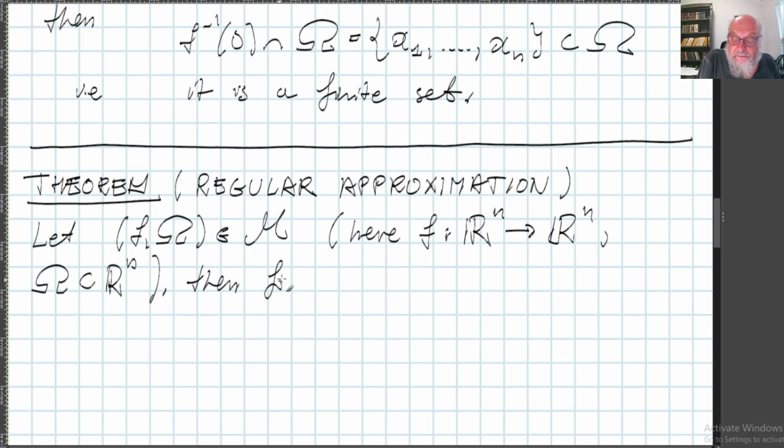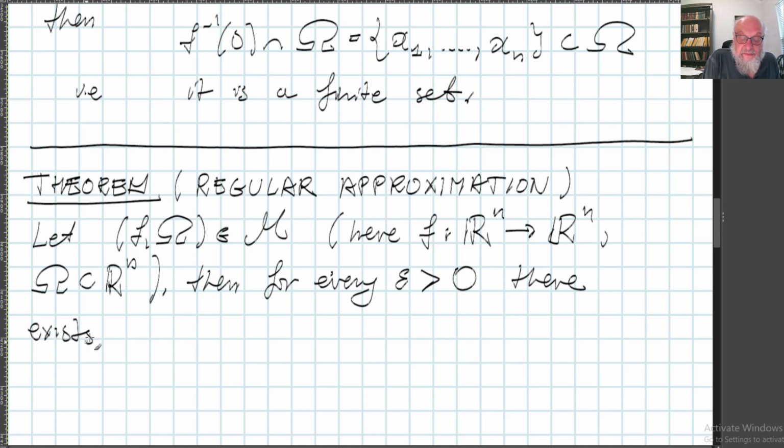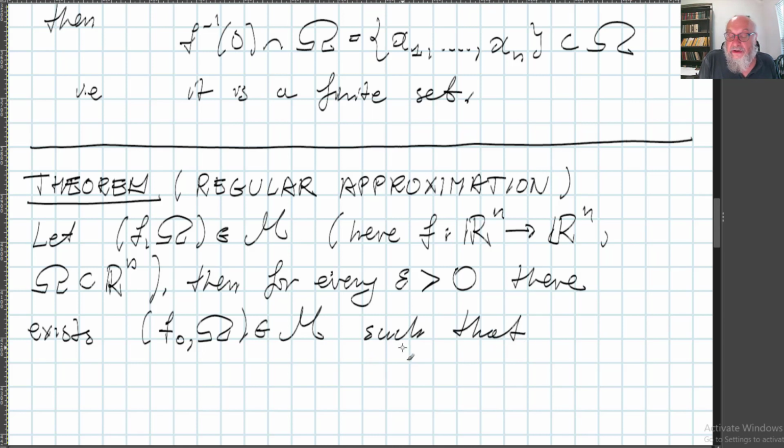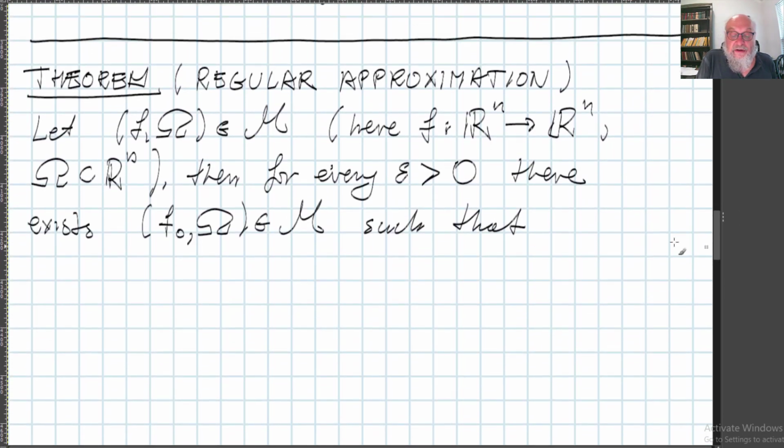For every epsilon there exists, and I put it like this, (F0, omega) belonging to M, so this is another admissible pair. Pay attention that omega is the same, so that means F0 is an approximation of F, such that we have the following conditions satisfied.